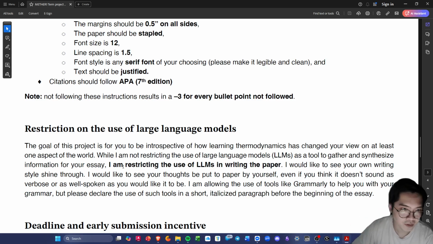One of three. While I am not restricting the use of LLMs as a tool to gather and synthesize information on your essay, I am restricting the use of LLMs in writing the paper. I understand. You guys are STEM people. And when STEM people are presented with writing a paper, they groan.